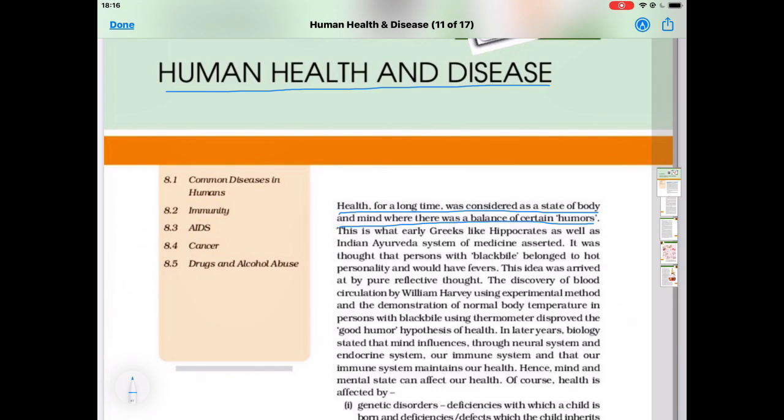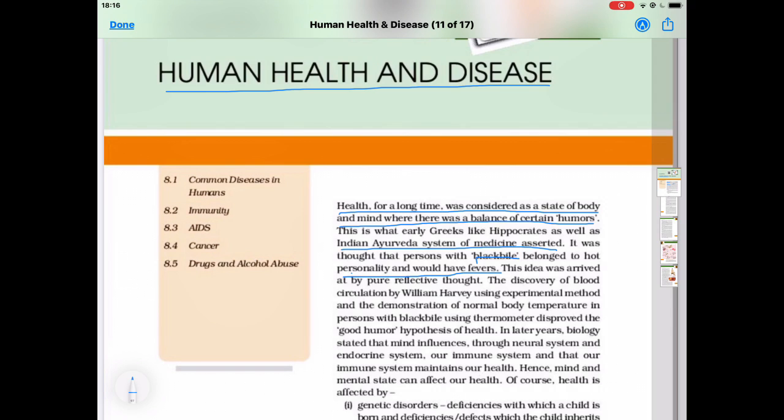The humors were part of the ancient theory that held that health came from balance between the bodily fluids like blood, bile, water, etc. This is what early Greeks like Hippocrates as well as the Indian Ayurveda system of medicine asserted. It was thought that persons with black bile belonged to a hot personality and would have fevers. This idea was arrived at by pure reflective thought.